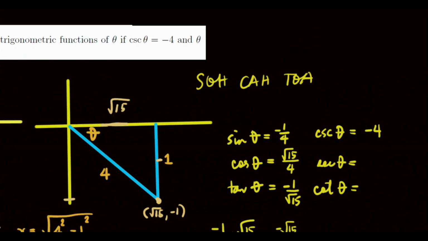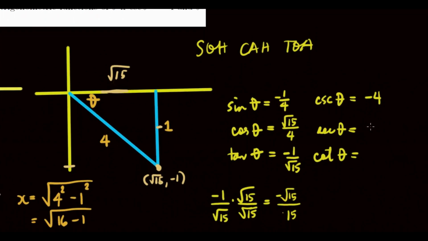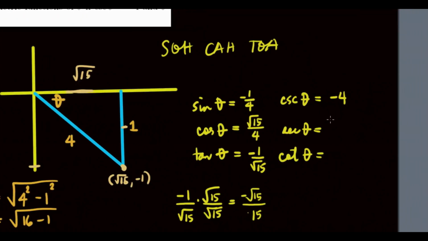Your secant theta is the reciprocal of cosine. It's 4 over square root of 15. Kung gusto mo i-rationalize yung denominator, the answer will be 4 square root of 15 over 15. Okay? Now, your cotangent theta is the reciprocal of tangent, so it's negative square root of 15. And there you go.